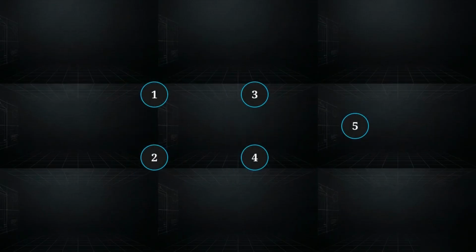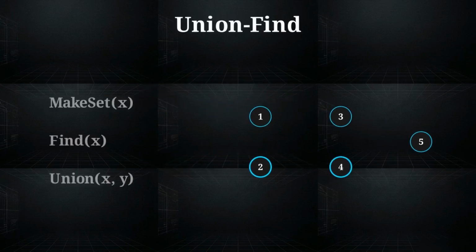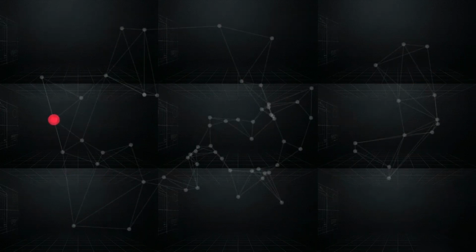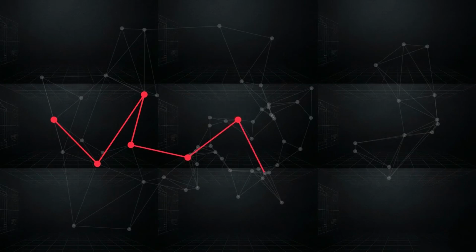In dynamic networks, we must answer, are nodes 2 and 4 in the same group? If not, how do we merge them? Union find solves this with 3 operations. Make set creates single element groups. Find locates an element's group. Union merges 2 groups.